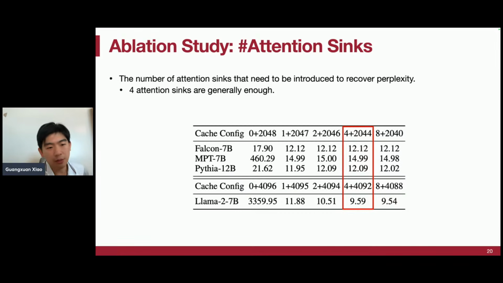And also here are some ablation studies. We find that some models are trained to use the initial several tokens as attention sinks rather than only the first token, maybe because the first several tokens have very similar key representations. But we find that keeping 4 initial tokens for streaming is generally enough, and more tokens have very diminishing returns. For some models, only 1 token is enough. For example, for the Pythia model, 1 token is enough.